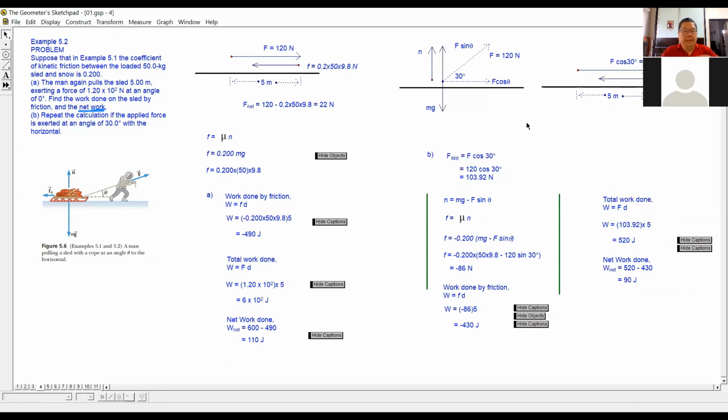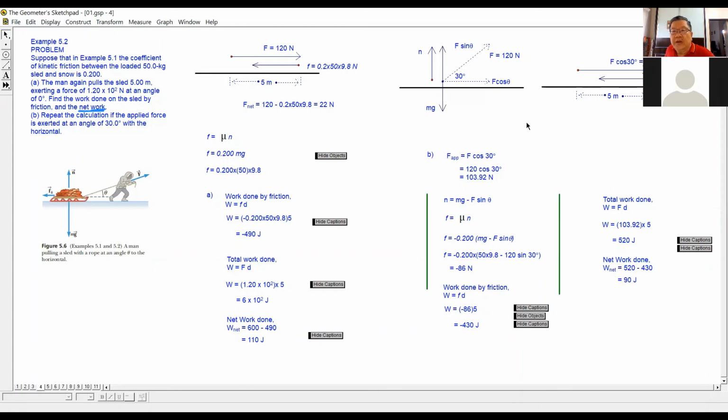So let me summarize what we have done so far. We have looked at two cases for work done. The first case is when the force is parallel to the surface. So the applied force is 100% of the applied force, 120 newtons. In the second case, the applied force is acting at an angle.